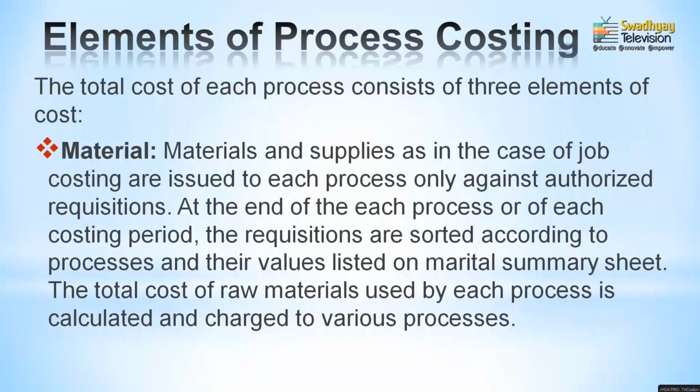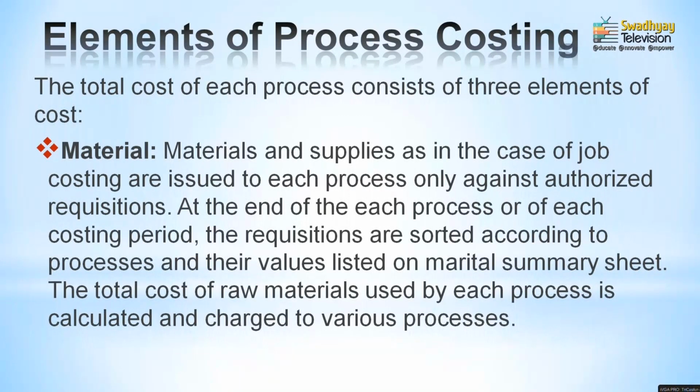Moving to the last point, that is elements of process costing. We already discussed there are many elements of cost accounting, at the beginning of cost accounting and in the introduction part, that is three major elements: material cost, labor cost and overheads. Here also these elements of process costing would be helpful to determine the process expenditures and process cost at a different level or a different stage.